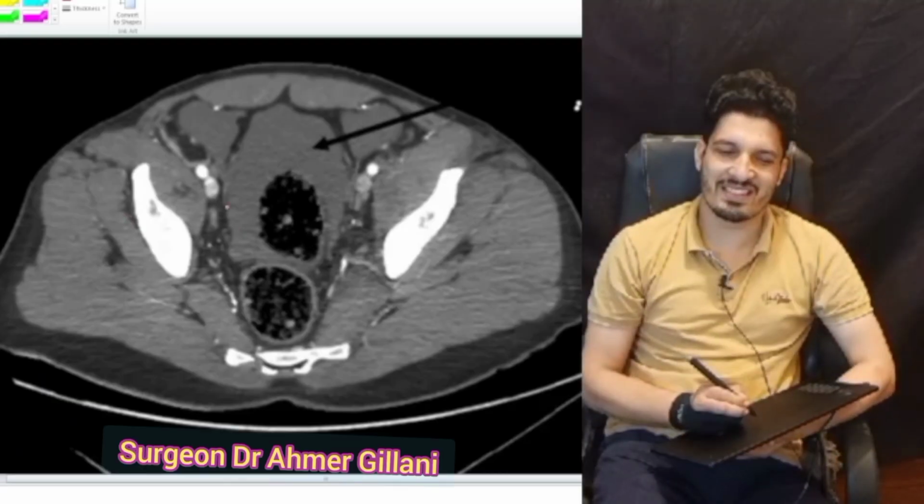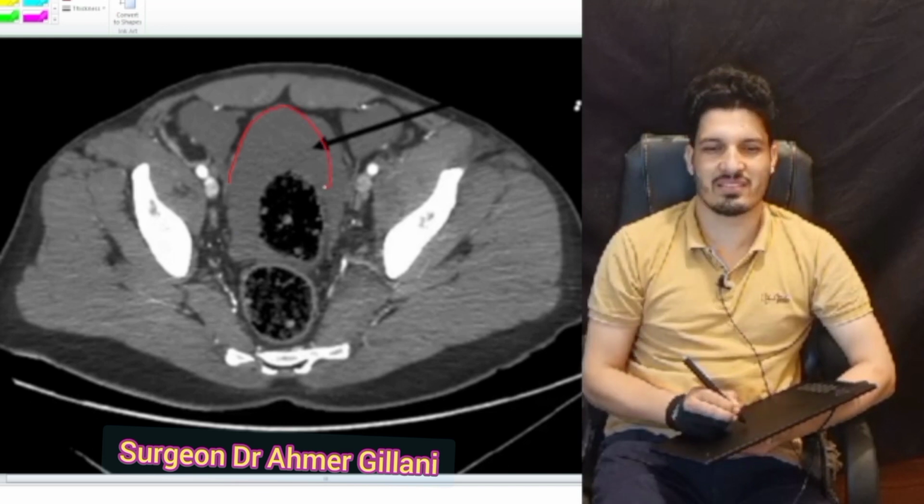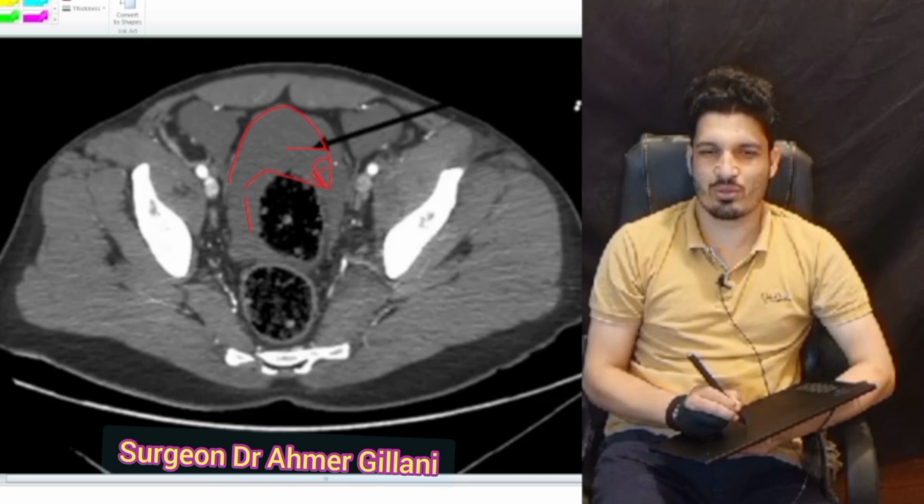So this is the CT scan showing the free fluid in the pelvis. So just to show you that fluid will be looking gray.